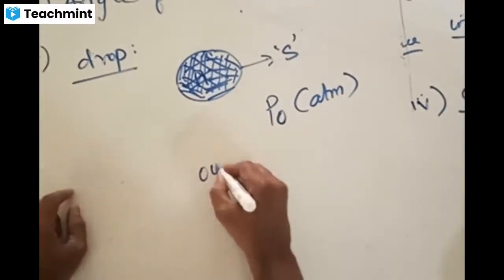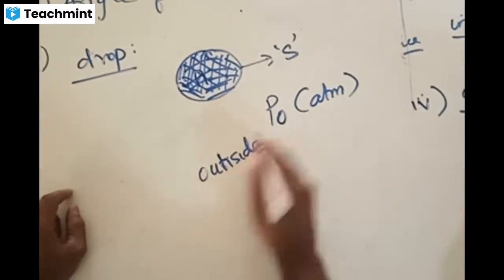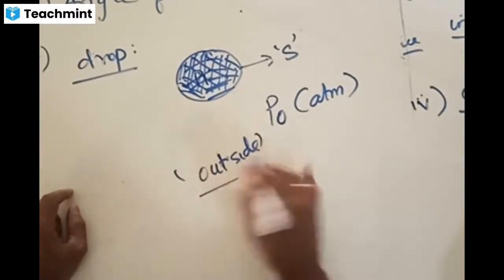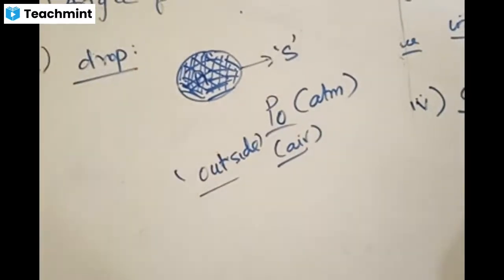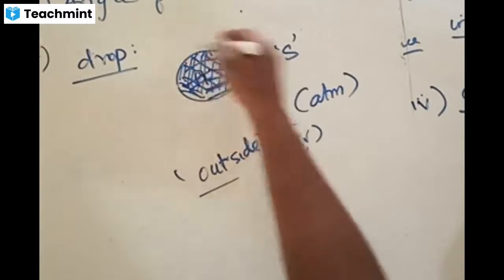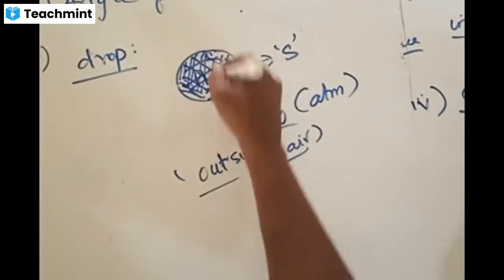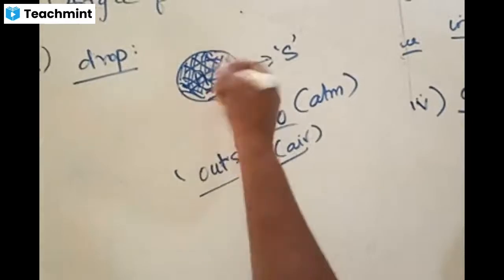This region is outside the drop, and it is surrounded by air. Accordingly, the pressure is P naught. But inside, is it the same pressure? No, the pressure is going to be something different because the molecules are closely packed in a small region. Accordingly, the pressure is going to be different.